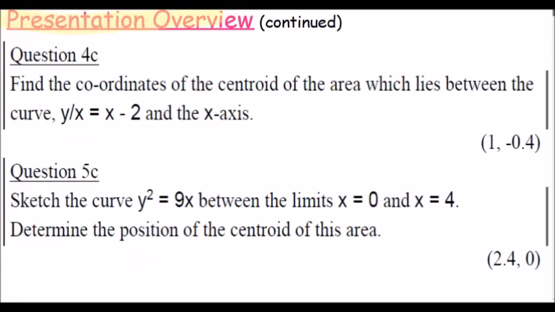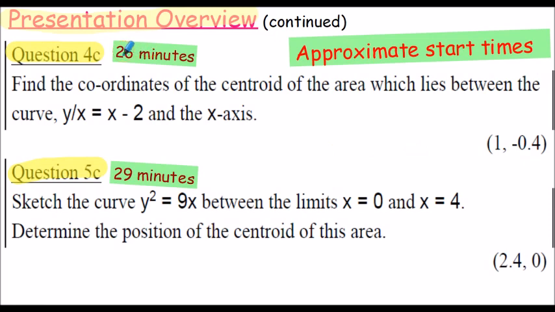Presentation overview continued. And we have question 4C and 5C. And here are the approximate start times for questions 4C and 5C.